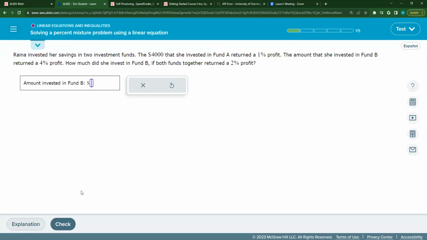All right, it's another word problem. So it's still that percent mixture type problem. We're talking percents. So remember, my general formula is going to be with percents, total times percent equals part. So in this problem, Raina invested her savings into 2 investment funds. So fund A and fund B.